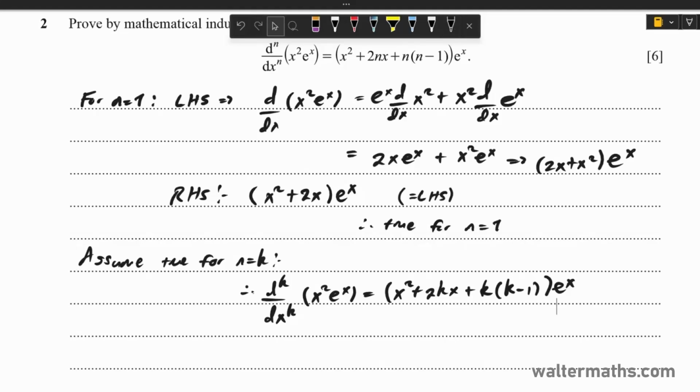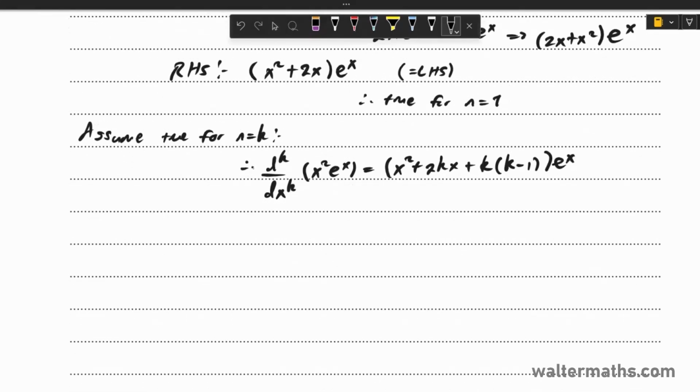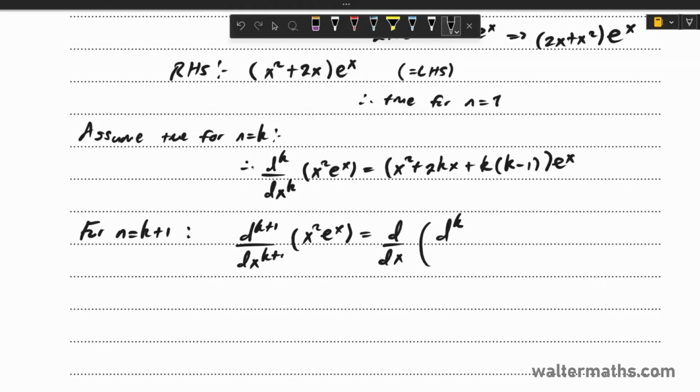All right. Now we are going to prove for n is equal to k plus 1. This means that we will be having d to the k plus 1 by dx to the k plus 1 of x squared e to the x, which is the same as the derivative with respect to x of d to the k by dx to the k of x squared e to the x. So this is what we have.